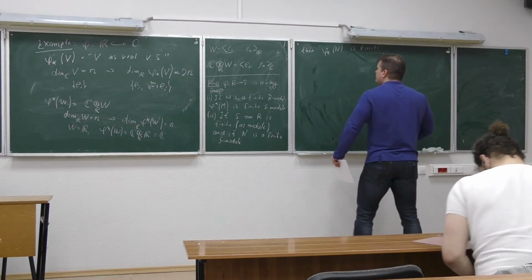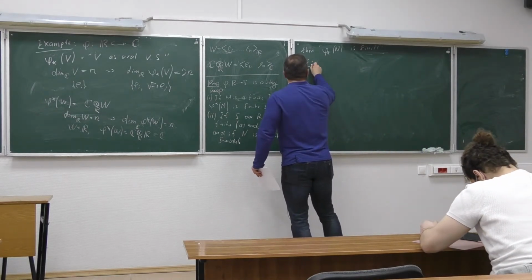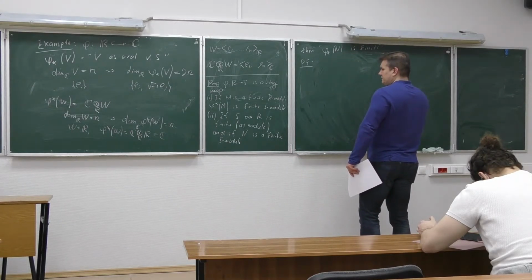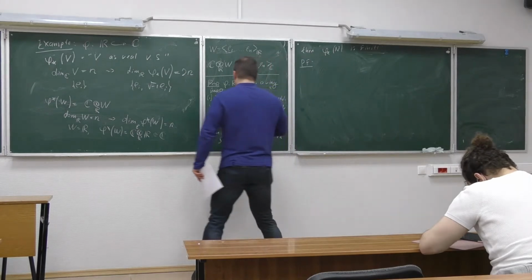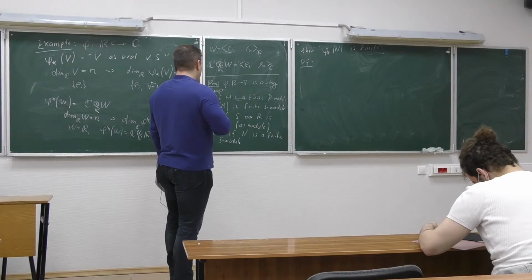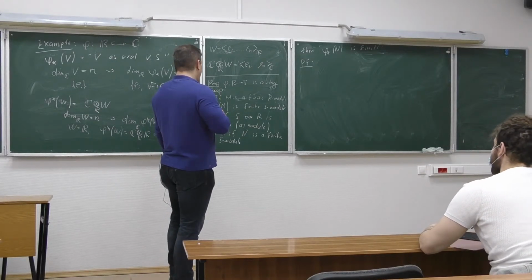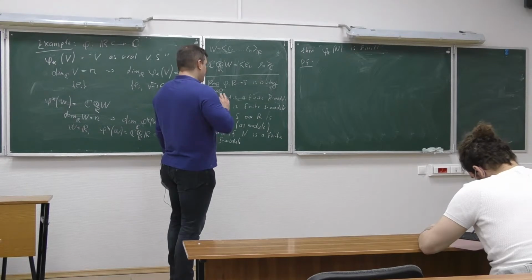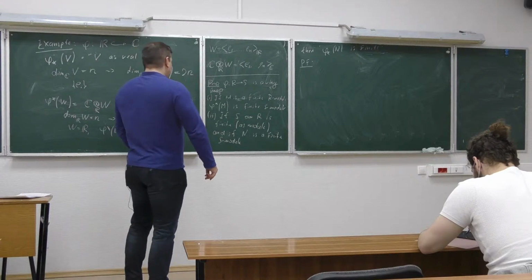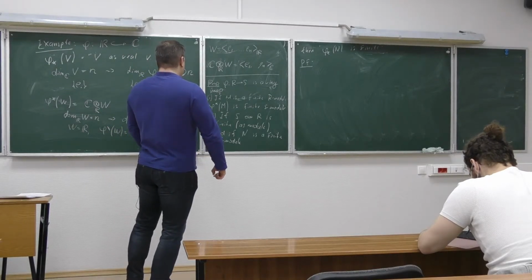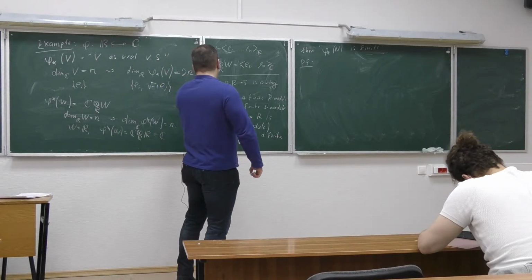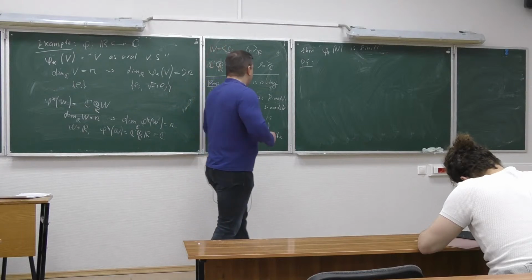Maybe there is something wrong with this proposition, so let's check. Maybe I need to correct something in the statement. Let's do the proof, and then we derive the correct statement from the proof. So, well, maybe let's start with the extension of scalars first.